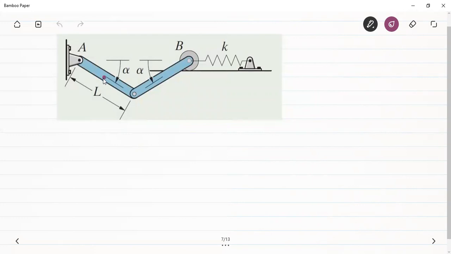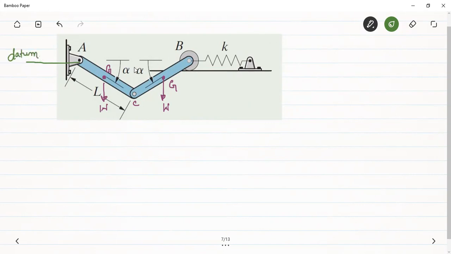We can see that this will be the center of gravity of the bar AC, and since these bars are homogeneous and the alpha is the same in this case, this will also be the center of gravity of the bar BC. We'll have a weight force acting at the center of gravity. This is the weight of bar AC and this is the weight of bar BC. To calculate the gravitational potential energy, we have to select a datum. So this horizontal plane passing through the hinge A can be taken as the datum plane.